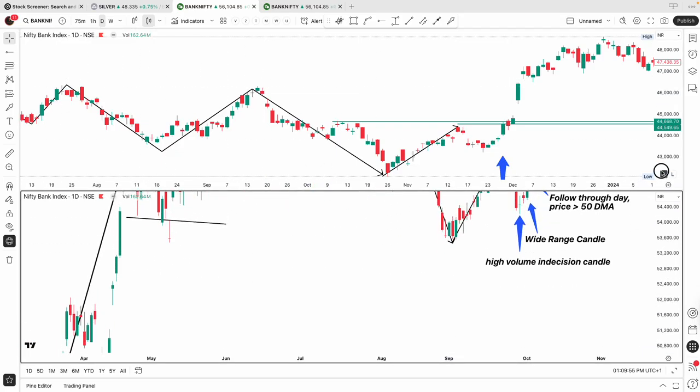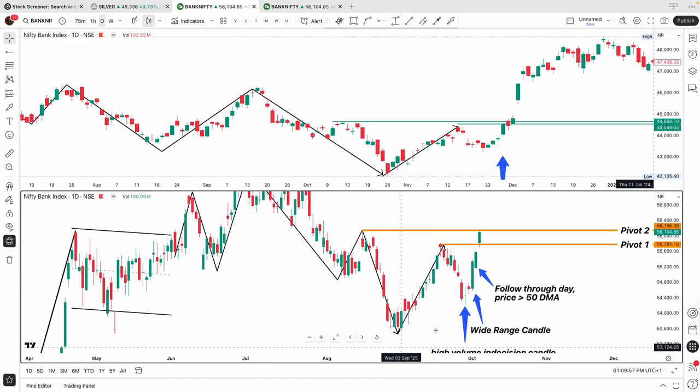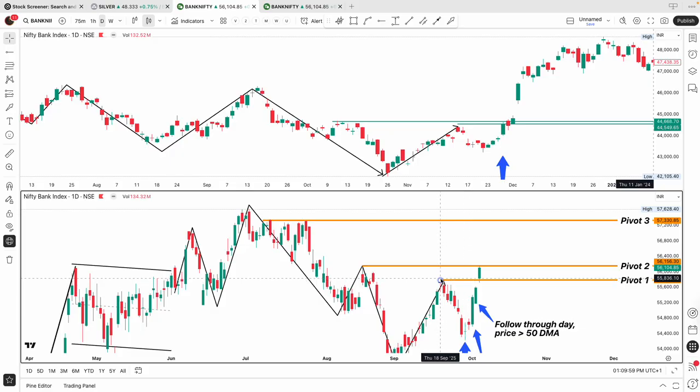So if you look closely, this is what has happened in the last three sessions as well. We've moved above this pivot at least. This pivot is yet to be crossed, but I think we will be crossing this within this week. And once that happens, I'm expecting to break into all-time high levels. If not all-time high levels, we should be getting close enough to pivot 3.